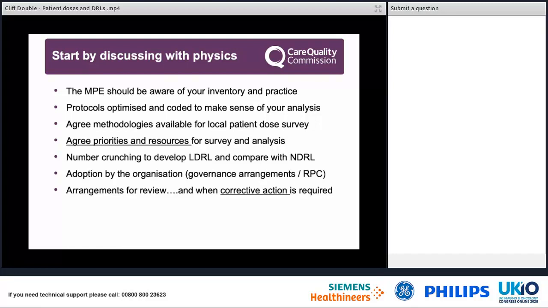You'll need to have the value adopted by the organisation via governance arrangements such as that from the Radiation Protection Committee. And you'll need to look ahead. You'll need to look at arrangements for the review and establish when corrective action is required. And I've come up with a couple of additional examples on top of what we heard in the guidance just a short while ago. You can clearly re-optimise, check that the protocols are optimised. And if equipment is optimised and your operators are trained, well, there may be only one option. It may be that the equipment is elderly and needs to be replaced. So maybe time to put it on the risk register or start arrangements for its replacement.